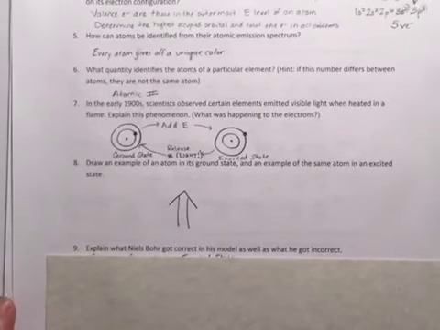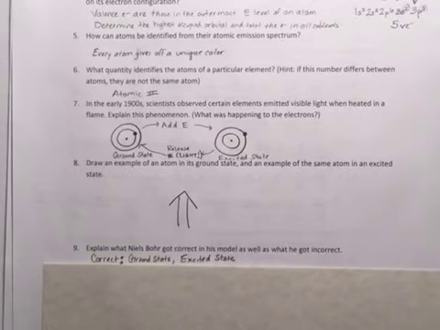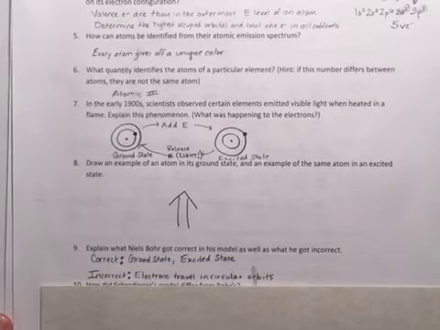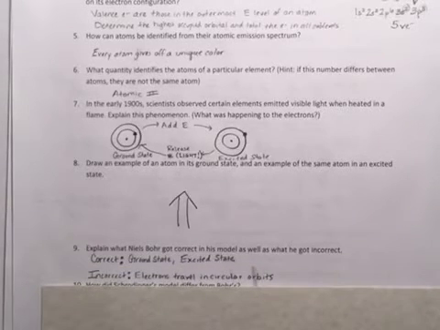And number 9 says explain what Niels Bohr got correct in his model and what he got incorrect. Well, we talked about him quite a bit, and we said he was correct about this whole ground state, excited state thing, about adding energy, and when the release of energy happens, you see energy in the form of light because the electron releases photons. And we talked at length about how he was incorrect. He thought that electrons travel in circular orbits, and we know that they do not do that.